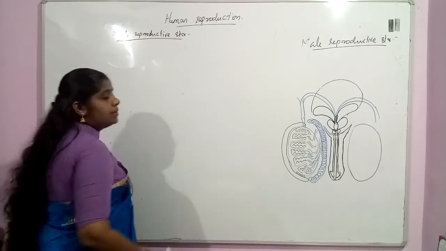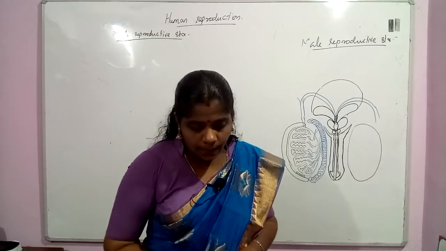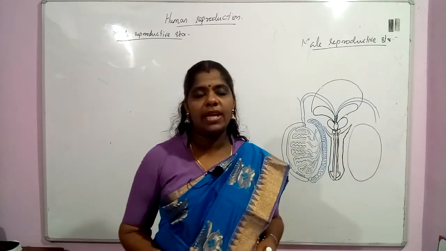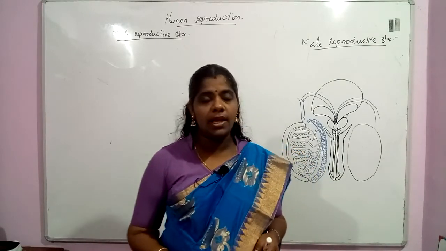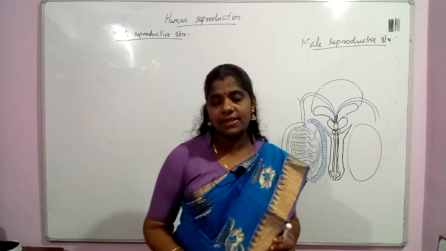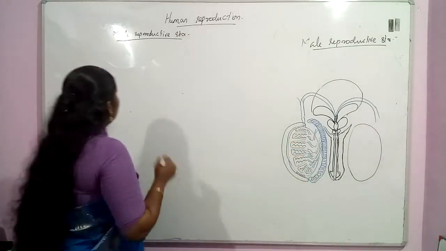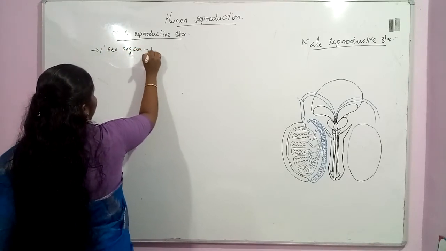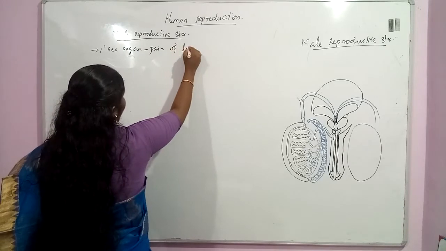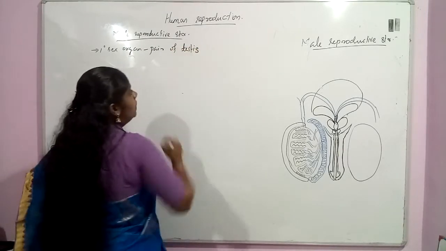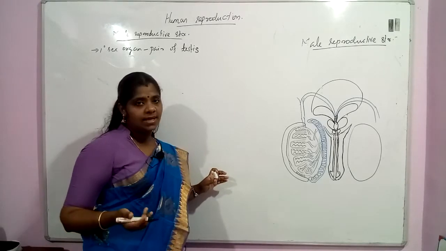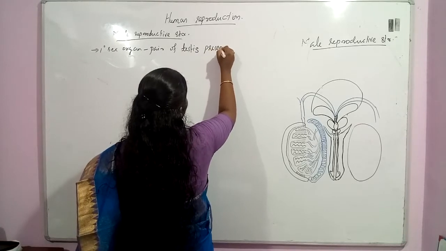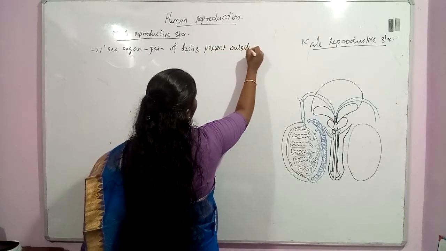So here, the male reproductive structure includes a pair of testes. It is present in the pelvic region. The primary sex organ, the testis, is present just outside the abdominal cavity. Testis in the plural is T-E-S-T-E-S, testes. So here a pair of testes is present outside the abdominal cavity.